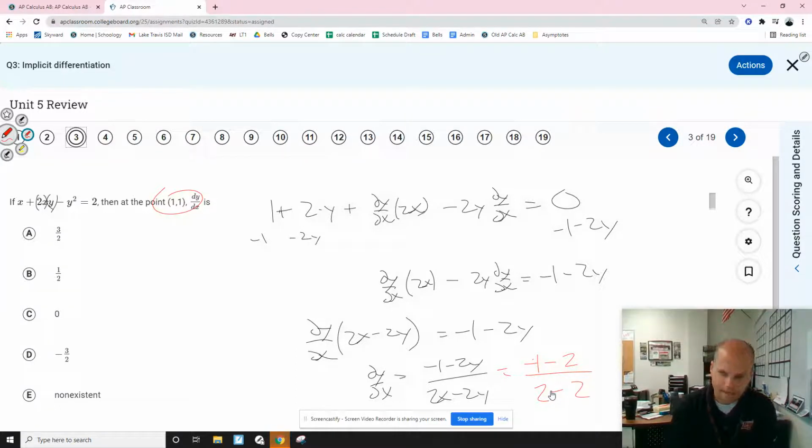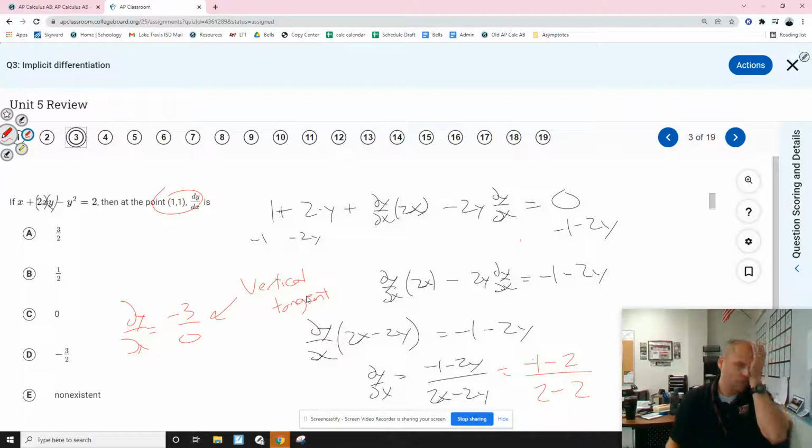All right, I get negative 3 over 0. Now, that's interesting. This is important: if your slope is negative 3 over 0, that is an indication that we have a vertical tangent, right? If you have rise but no run, change in y over change in x. Remember tangent slopes. So vertical tangent, that's good to know. But the derivative is undefined, so non-existent is what I think the answer is.